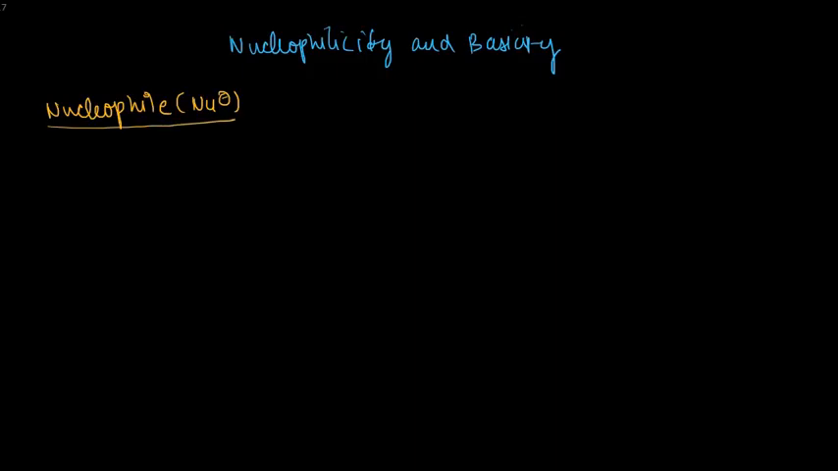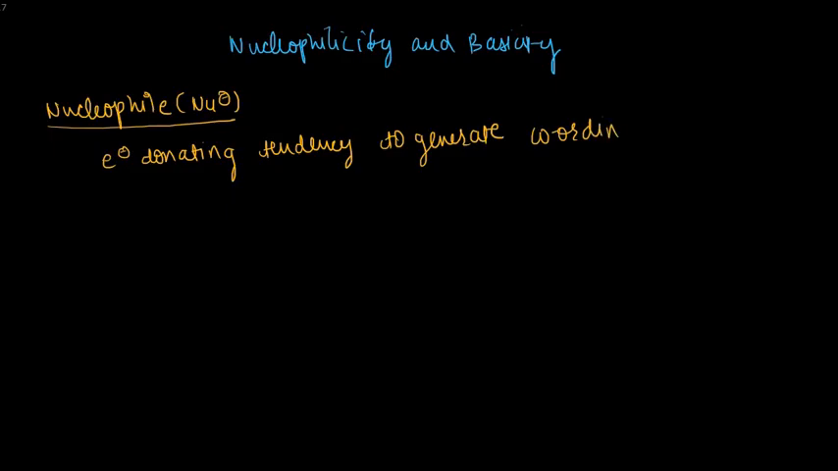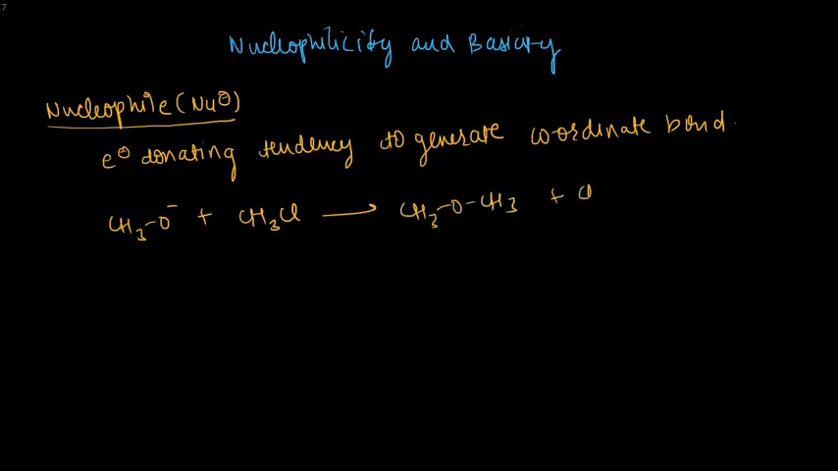It is electron donating tendency to generate a coordinate bond. Example, if we see that we have CH3O minus that is reacting with CH3Cl, it will attack from behind and it will form CH3OCH3 plus Cl minus.